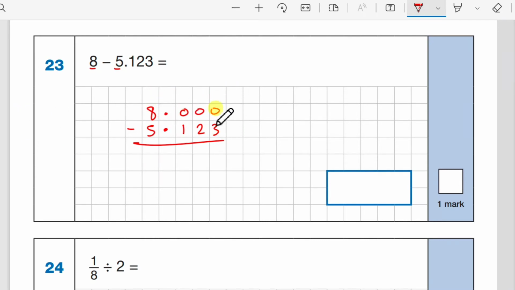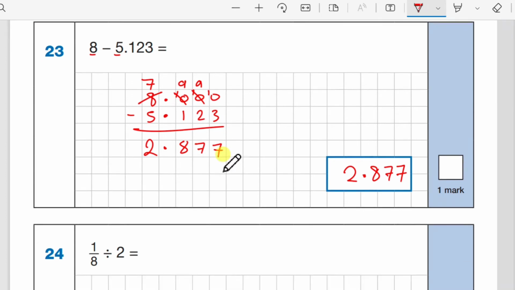Now when we subtract it, we can do the same way. So let's have a look. 0 take away nothing, 0 take away 3 you can't do, so you have to borrow all the way from 8, that becomes a 7. Next number becomes a 10, borrow 9, becomes a 10, borrow 9, that becomes a 10. Now we subtract. So 10 take away 3 is 7, 9 take away 2 is also 7, 9 take away 1 is 8, and then 7 take away 5 is 2. So you get 2.877. Nice. So far so good.